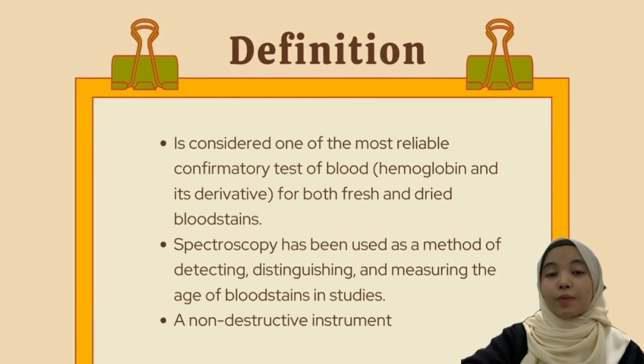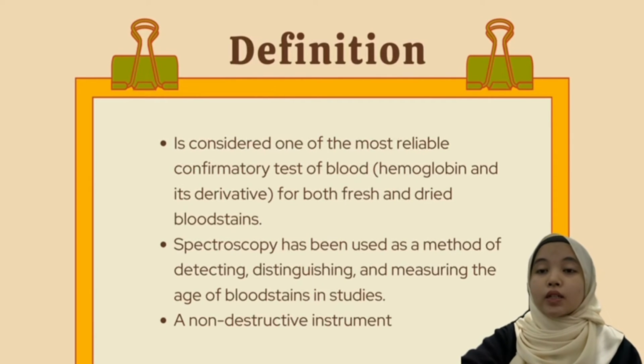The spectroscopy technique for bloodstain examination is considered to be one of the most reliable confirmatory tests in bloodstain pattern analysis because it serves various functions, especially in detecting blood, or to be precise, hemoglobin and its derivatives. It distinguishes human and non-human blood from other bodily fluids and measures the age of bloodstains. It is also a non-destructive instrument.